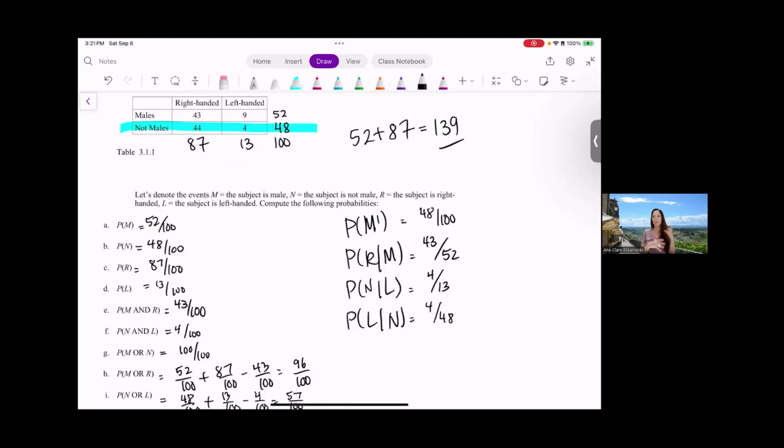Hopefully this helps with determining an OR and given conditions with two-way tables as well as with different sample spaces. Thank you.